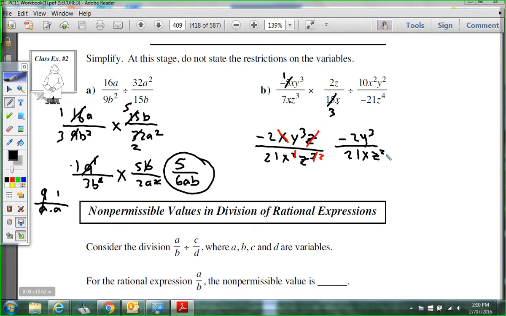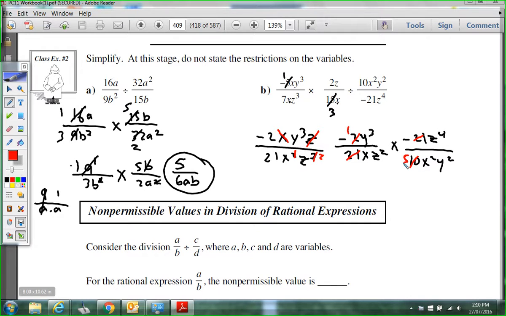Okay, now we have to divide, so I'm going to hit multiply, I'm going to flip it. So it's a negative 21 z to the fourth over 10 x squared y squared, and now we have to figure out what we can cancel here. Okay, so let's do the numbers first. The 21 and 21 cancel, so that's just a negative 1 on the top right now. I have a 2 and a 10. Okay, so the 2, that's a 1 now, that's a 5.